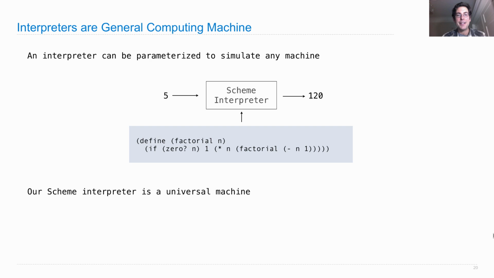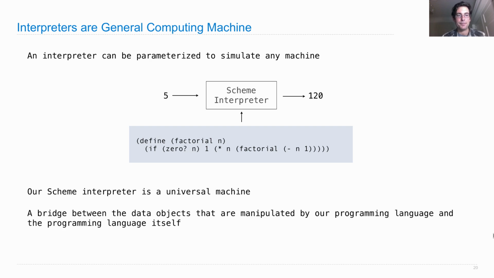So our Scheme interpreter that we've built, or we are in the process of building as your project, is a universal machine. It can perform any computation we wish, depending on how it's parameterized by the input source code that's given to it. So think of it as a bridge between the data objects that are manipulated by our programming language and the programming language itself. It's the thing that puts them together.